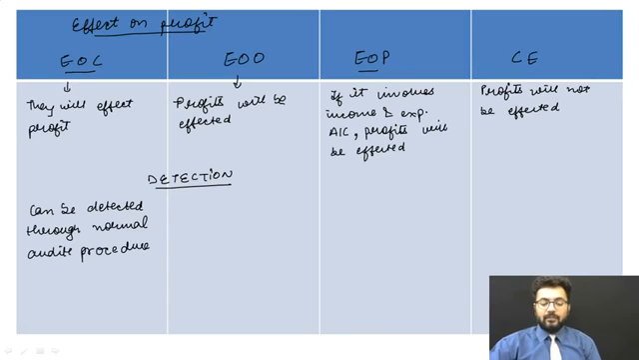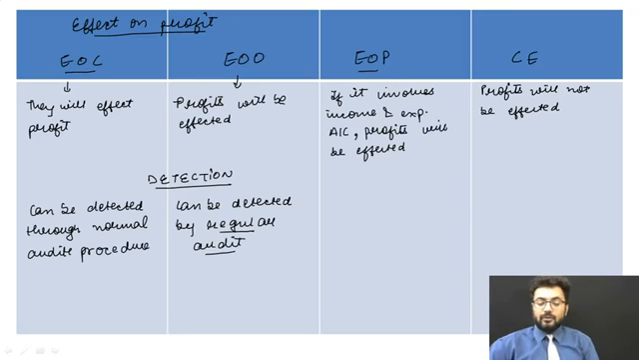Got it? Now, moving on to the next. If you want to find an error of omission, it can be detected by a regular audit. For this, you need a regular audit. That means a continuous audit is required at your end.